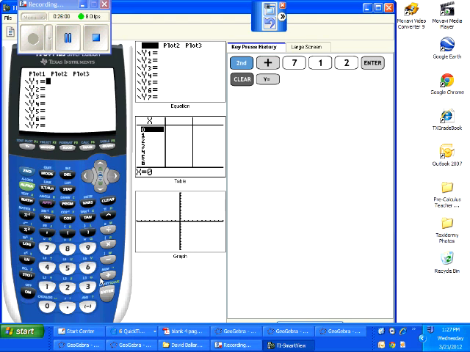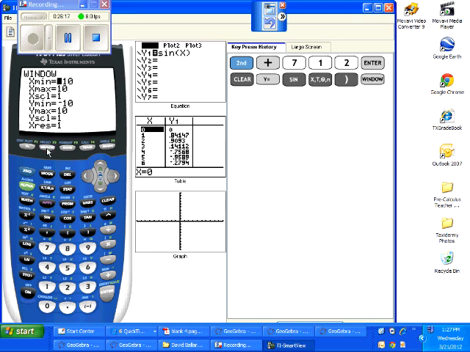So I'm just going to go to y equals, and I'm going to hit sine, and then I'm going to put my variable button. So we're going to look at the sine wave from a graphing calculator. Now we need to make the window fit the data. So let's talk about that. So we're going to hit window.